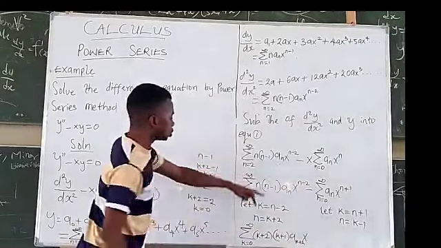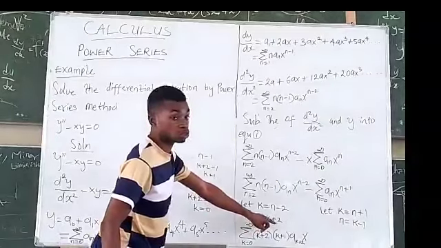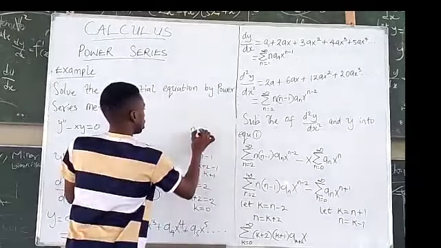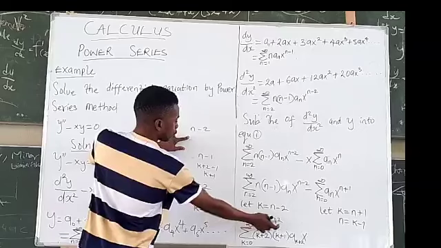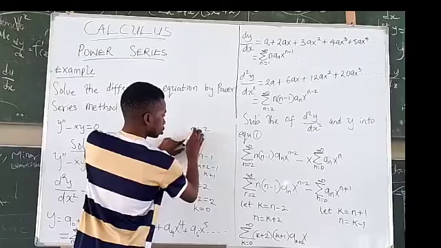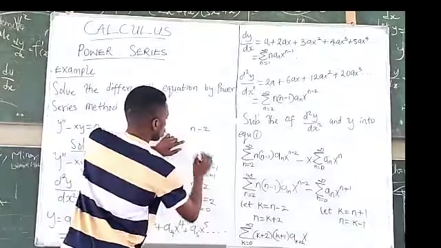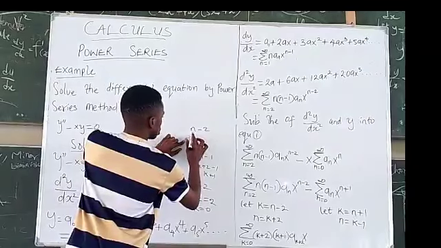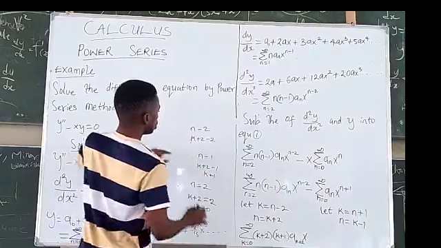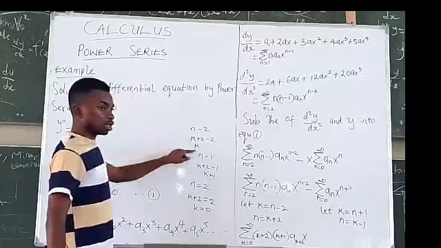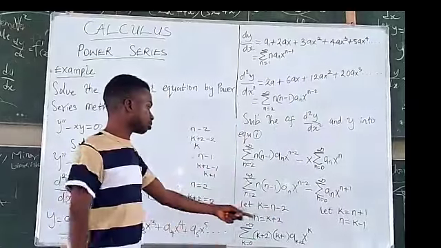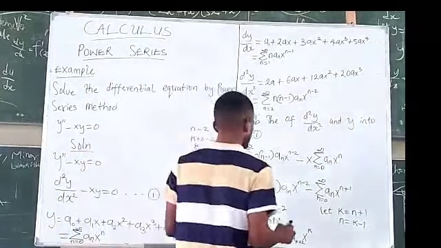Then let's look at the power. Since we say n is equal to k plus 2, we are going to substitute the value of n into this, which is n minus 2. It becomes k plus 2 minus 2. So our power will be equal to k. So here will become k.